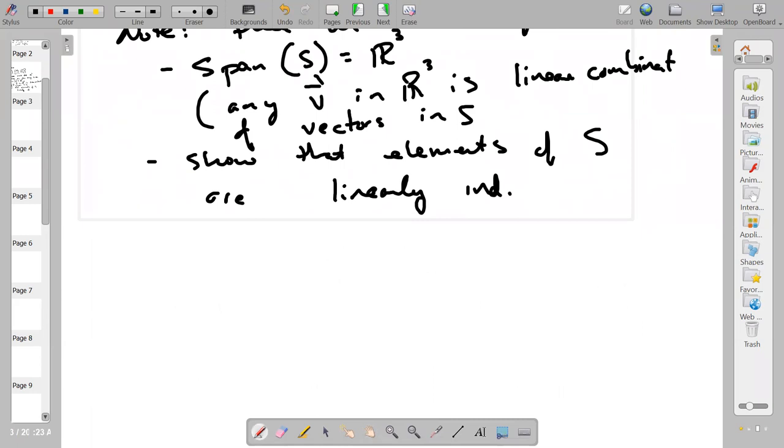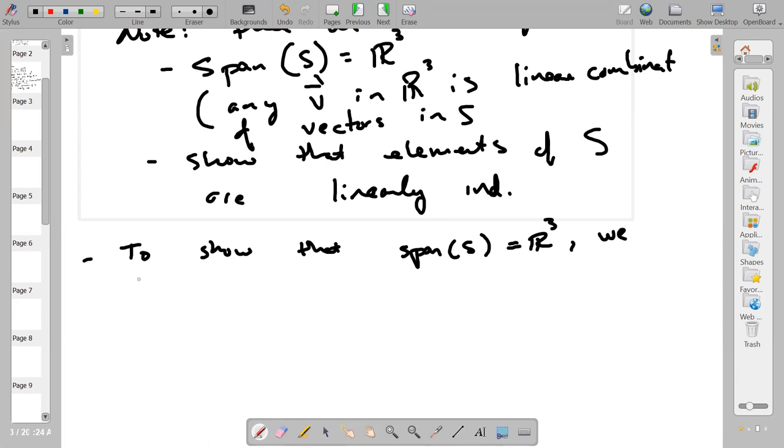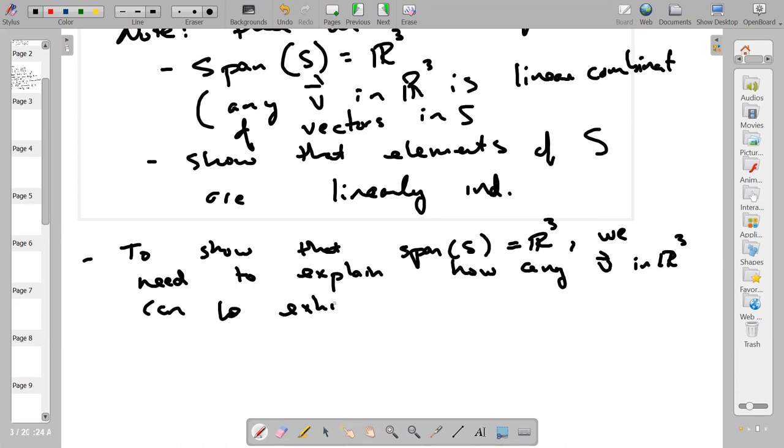So to show that span S is all of R3, we need to explain how any vector V in R3 can be exhibited as a linear combination of vectors in S.